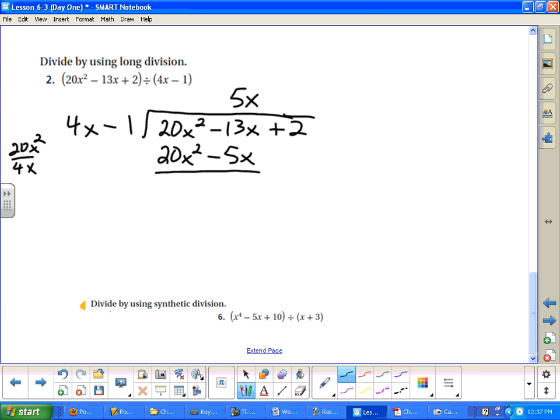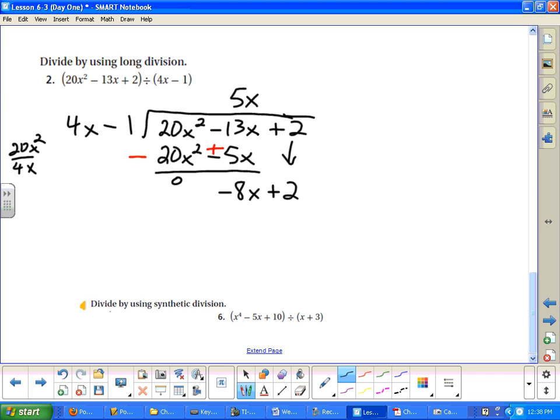So we take the first term, divide by the first term, multiply, and then subtract. And remember, when you're subtracting a polynomial, that means I'm going to distribute the negative, or change the signs. So the first part is always going to be 0 then. And negative 13 plus 5 is negative 8x. And then I bring down the next term.